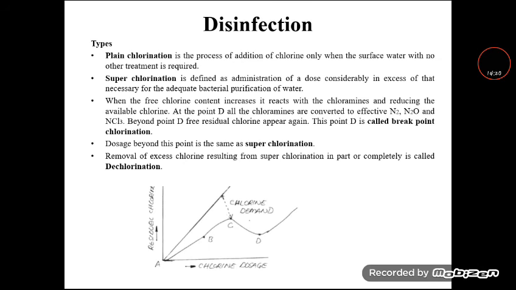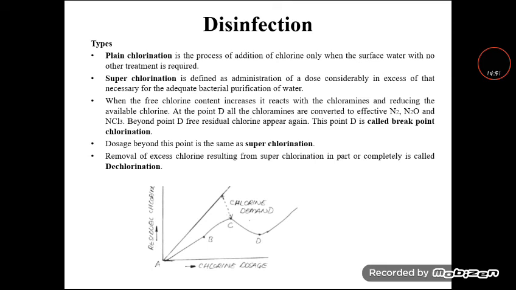Next one is types of chlorination, that may be plain chlorination, super chlorination, and dechlorination. The first one is plain chlorination, which is the addition of chlorine only, when surface water is supplied and no other treatment is required. That is, just before supply we add only chlorine. Next one is super chlorination.